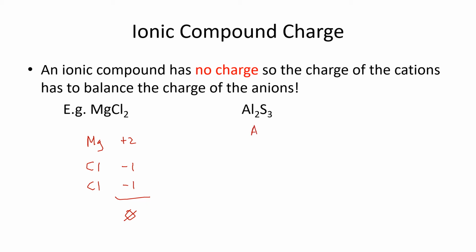Here with the aluminum and the sulfur, we have 2 aluminums and we have 3 sulfurs. Each aluminum, if you look at the column on the periodic table, has a charge of +3, and each sulfur has a charge of -2.